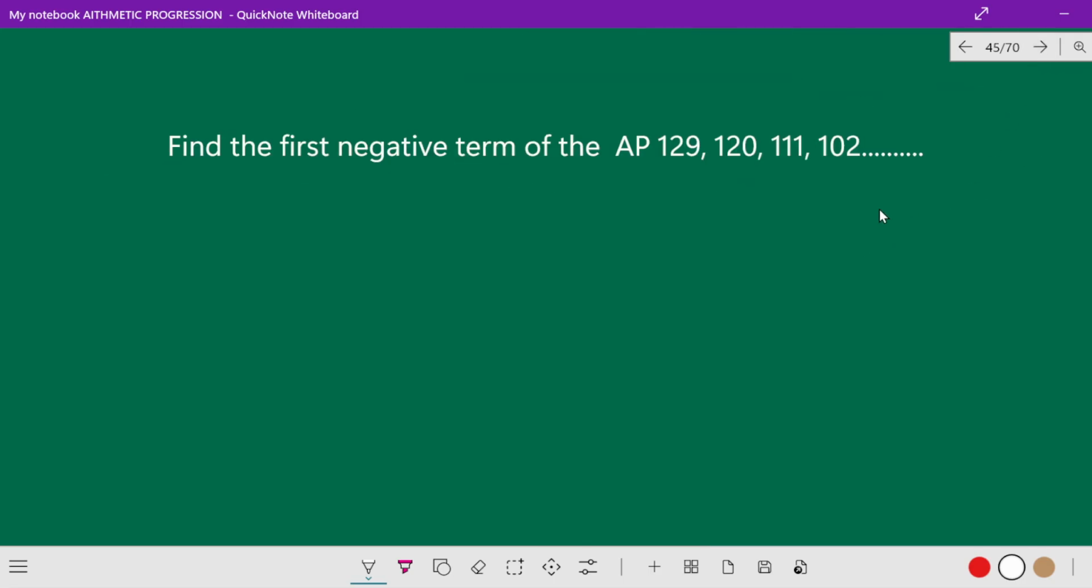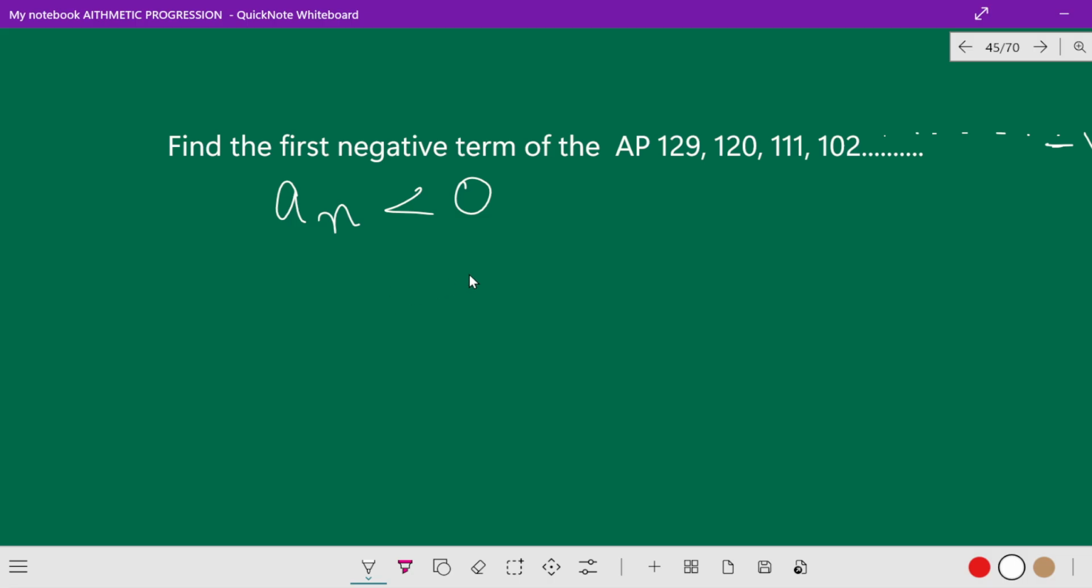Next question. Find the first negative term of this. The numbers are reducing: 129, 120, 111, 102. It goes on reducing, and we will get one negative term. So that should be less than 0. When the negative term is asked, it should be considered as less than 0. So we are going to take that a_n is less than 0. So let the nth term be negative.